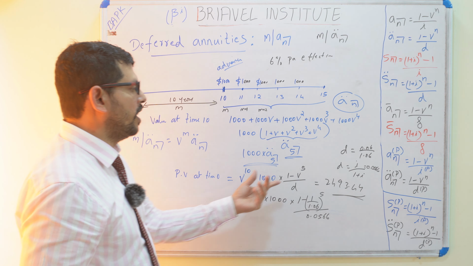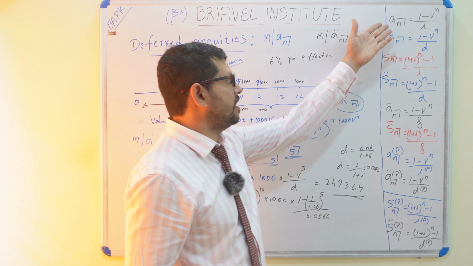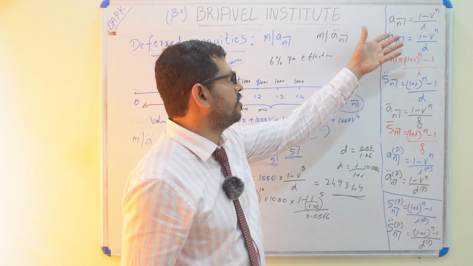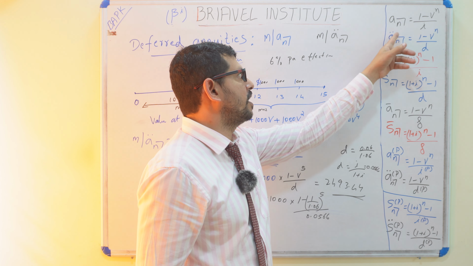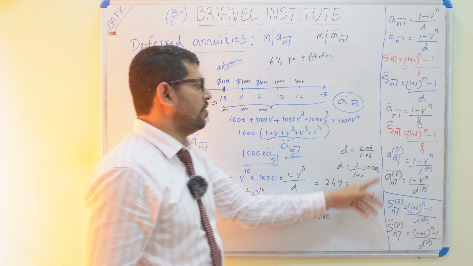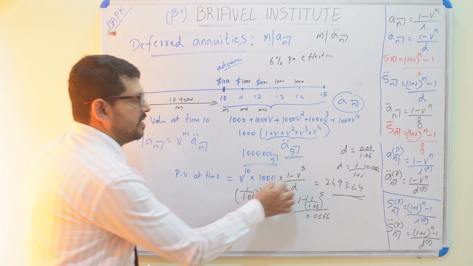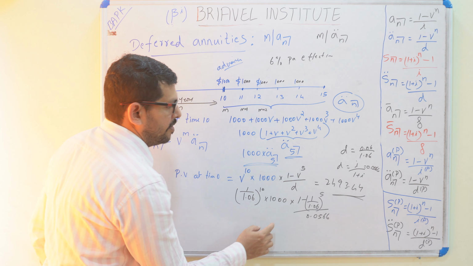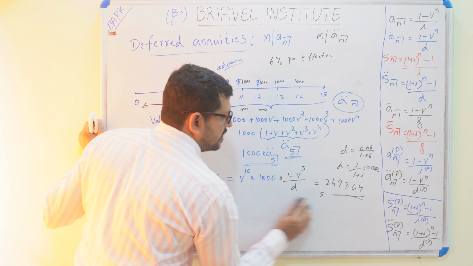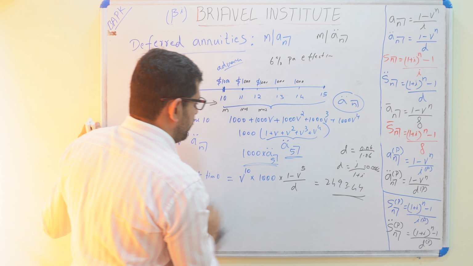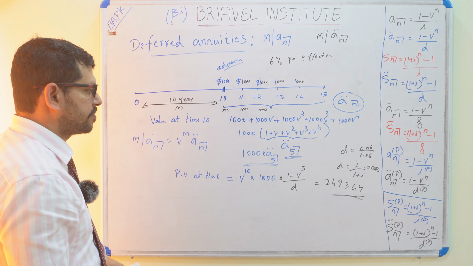These formulas we already studied, we have already taken in 10th class. Each formula we have taken in one class. So we already studied these whole formulas. So we can directly apply 1 minus v raised to 5 divided by d. So we got 2493. Here is one more method. One more method we can study here.